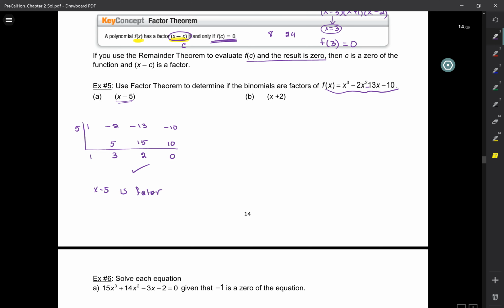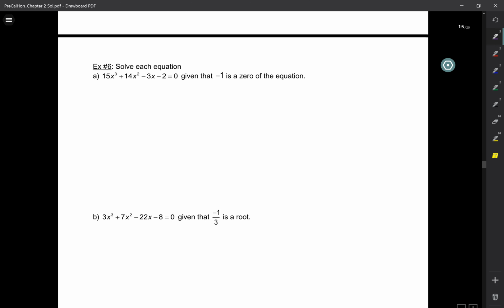All right, let's see if x plus 2 is a factor. If I put negative 2 here, 1, negative 2, negative 13, negative 10, 1 comes down, times negative 2, you add, you multiply, you add, you multiply, and oh my god, x plus 2 is also a factor. Okay, so big deal. Now what?